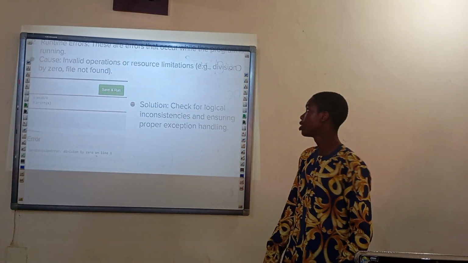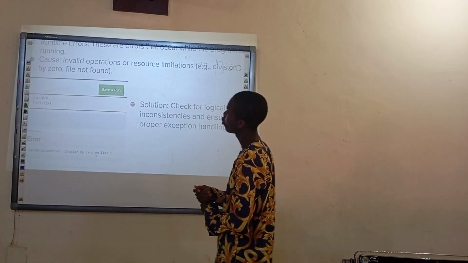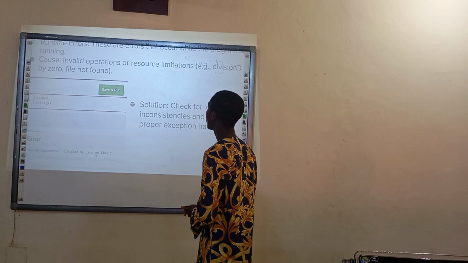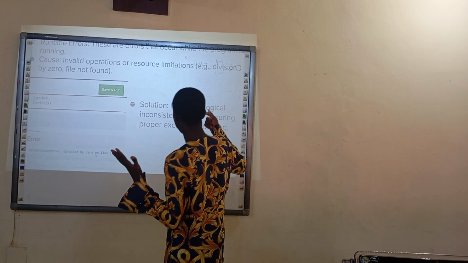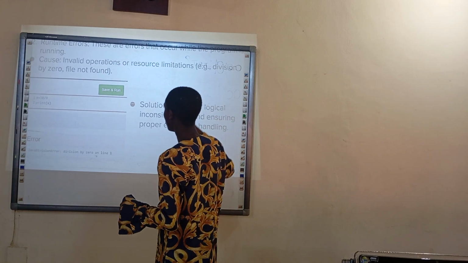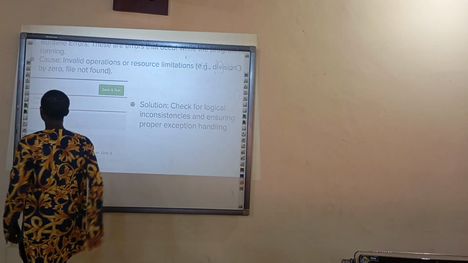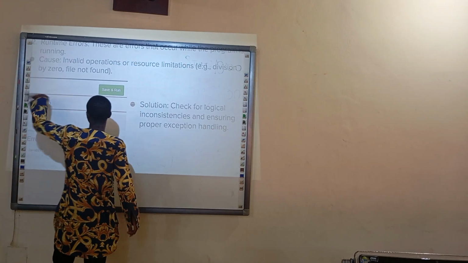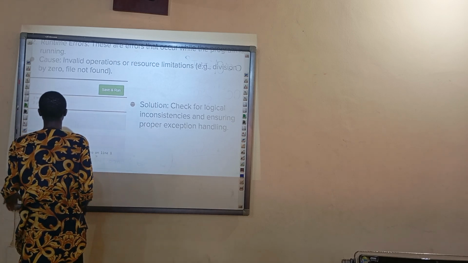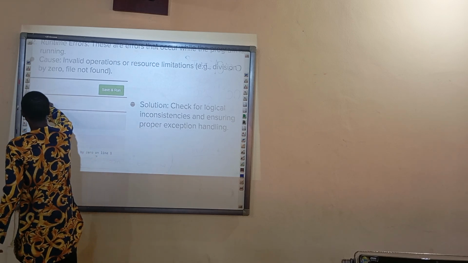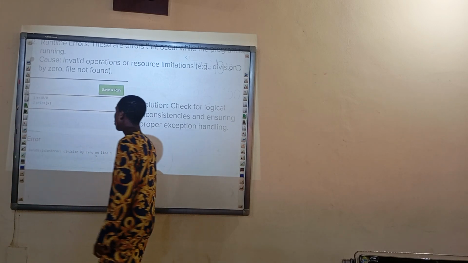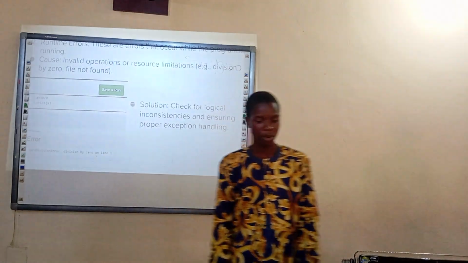So number 2, runtime errors. These are errors that occur while the program is running because of invalid operations or resource limitations, such as division by 0 and the rest. So this is an example of a runtime error. This kind of code will give us a runtime error because this is an undefined expression in mathematics. When we run it in Python, we get a runtime error.